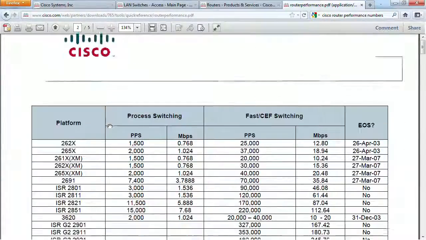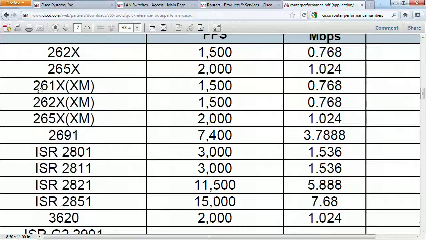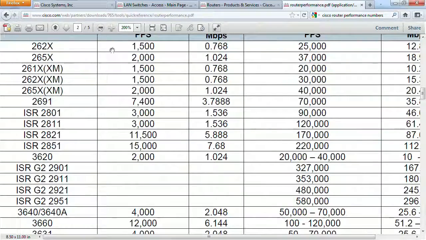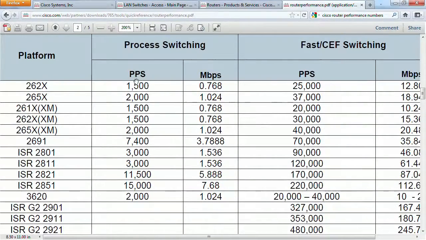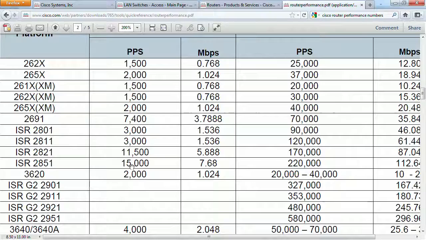So for example, here, the ones that we're using this week fall into this category that is 2600 XM, where it says the amount of PPS, or packets per second, that I can send, or the amount of Mbps, the megabits per second that can forward, you'd see that these numbers are going to be lower than some of the newer ones, like the ISR 2851. It says it can send 15,000 packets per second versus the 1500. So generally it means that it's going to get onto the network faster and it's going to be able to send more traffic.